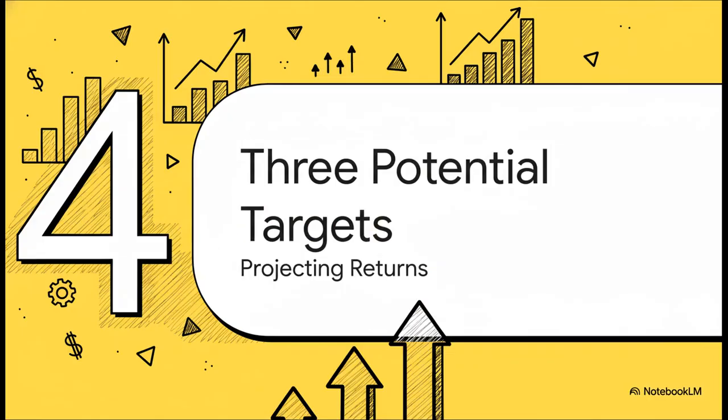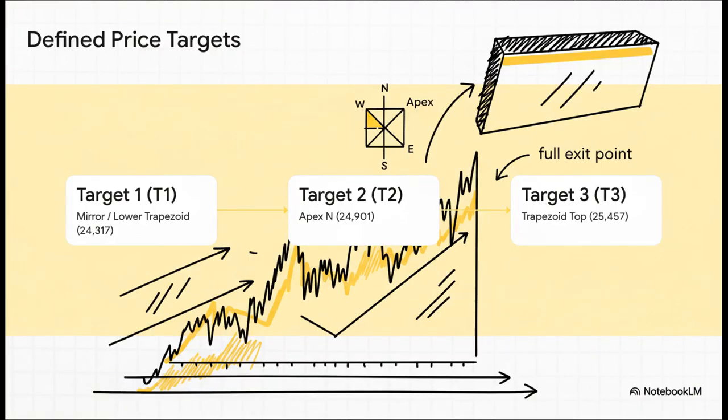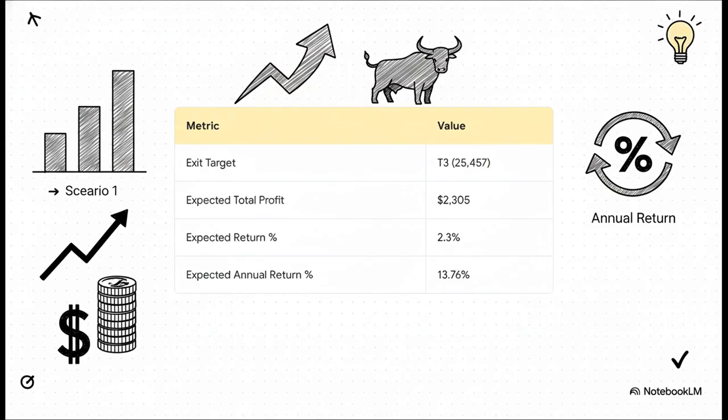Okay, so now that we have a sense of the risk parameters, let's look at the other side, the potential outcomes. This next section outlines the three distinct price targets that are identified here in Phase 1. Here they are, the three sequential targets. Target 1, or T1, is defined as the price making contact with the mirror line or the lower trapezoid boundary. Target 2, T2, is up at the geometric point labeled apex N. And finally, target 3, or T3, is way up at the top of the trapezoid, which represents the full exit point.